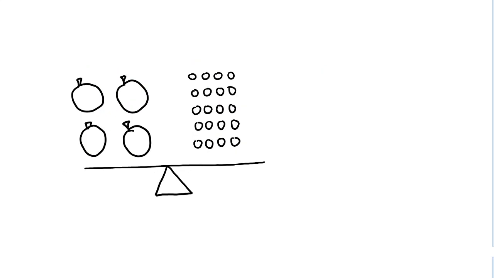So let's do one last example here. In this example, there are 4 bags on the left side. There's how many coins? There's 5 groups of 4 coins on the right. So there's 20 coins on the right. So 4 bags on the left weigh the same as 20 coins on the right. Now, how do we figure out how many coins are in each bag?